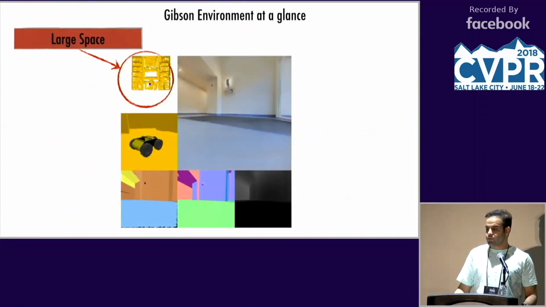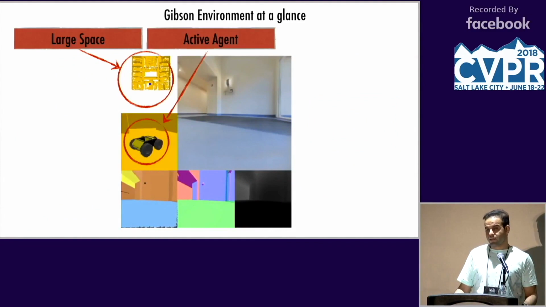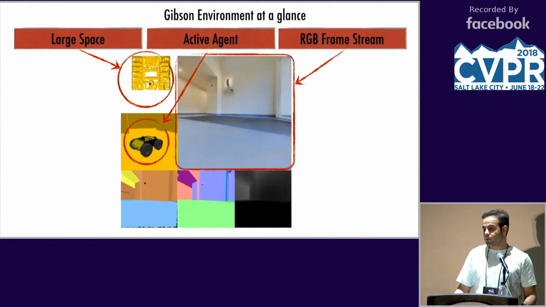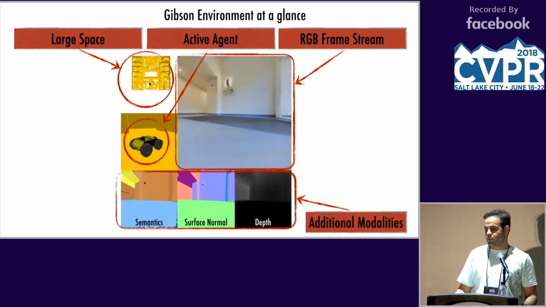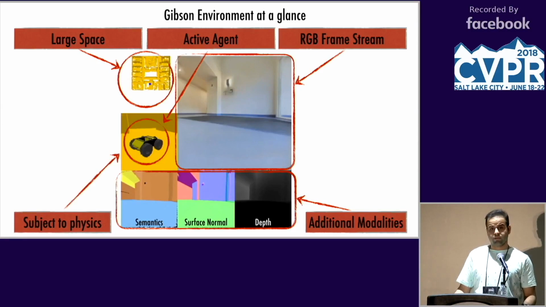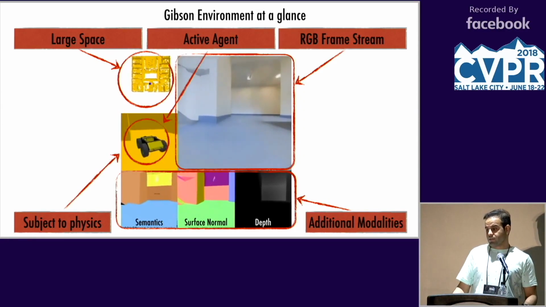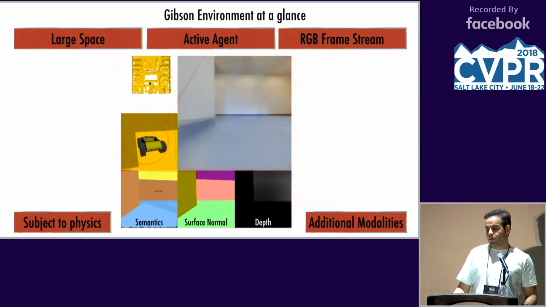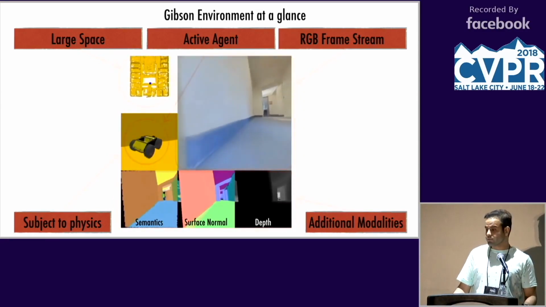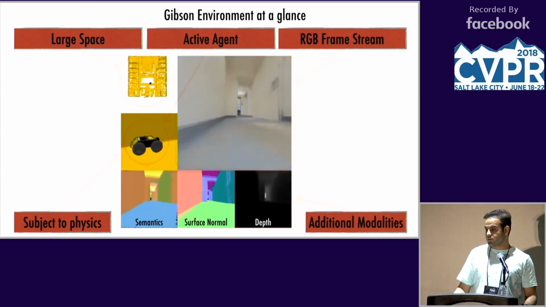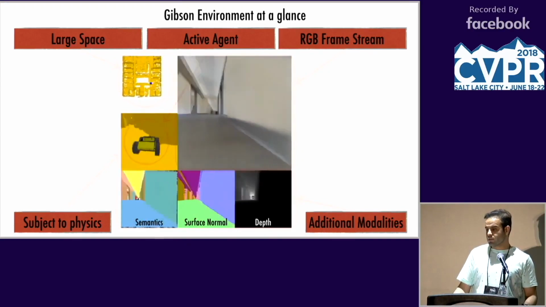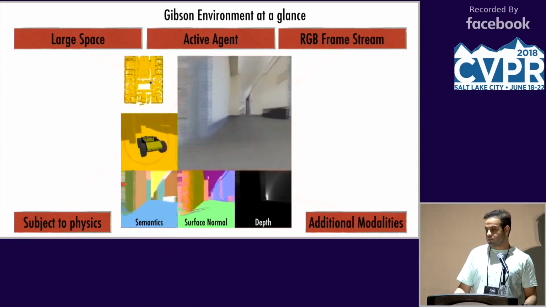So here's Gibson at a glance. There's a large space. There's an active agent in it that can freely move around. The agent receives a stream of RGB frames as if it had an onboard camera and some additional modalities like semantics or depth. It's also subject to constraints of physics like gravity and collision. Here you can see, for instance, a Husky agent that is virtually driving around Stanford's Gates building. It hits the walls a few times and struggles, and ultimately it stops right here.